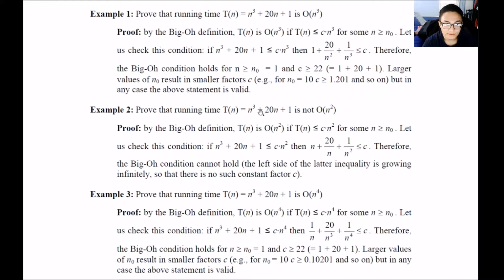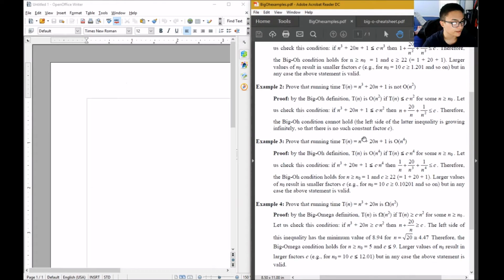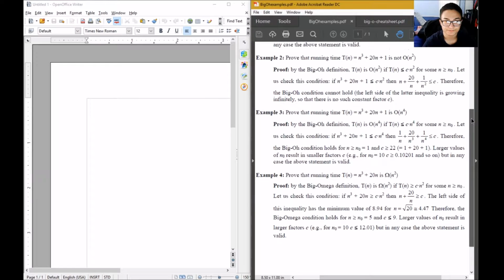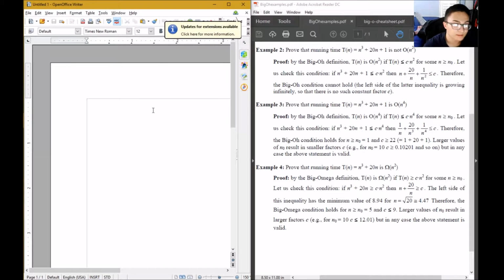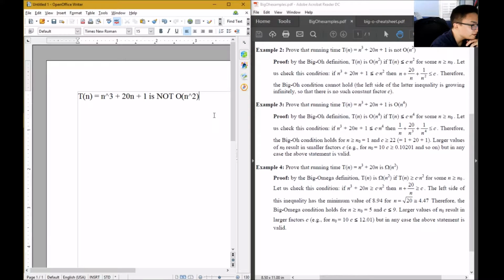So if you want to prove that something is not big O, let's get a Word doc out. Okay, so we're going to move on to proof 2. Proof 2 says, prove that T of n equals n cubed plus 20n plus 1 is not O of n squared. So prove that the running time of the equation is not O of n squared.